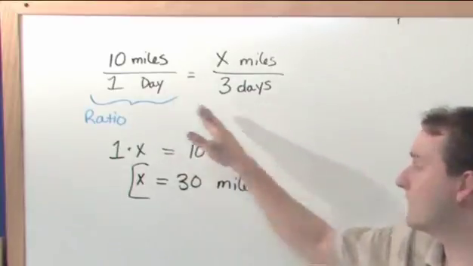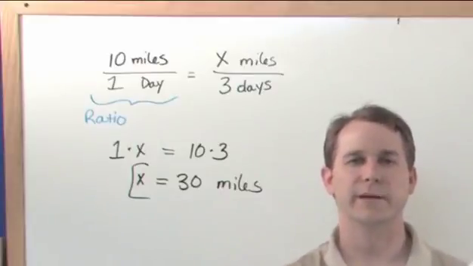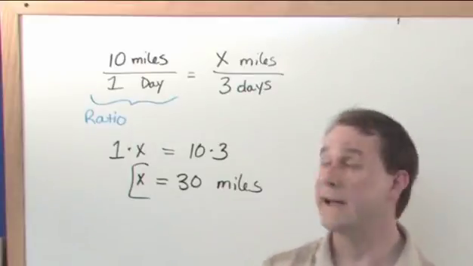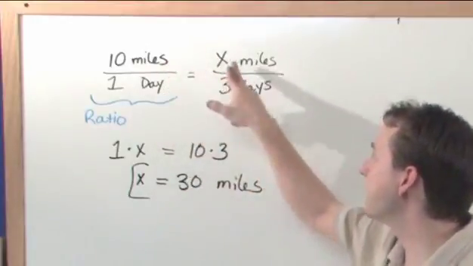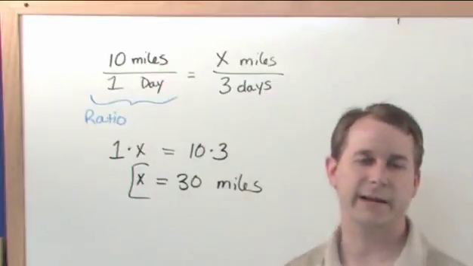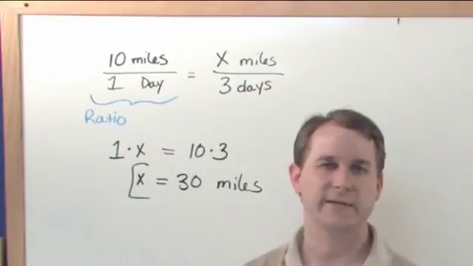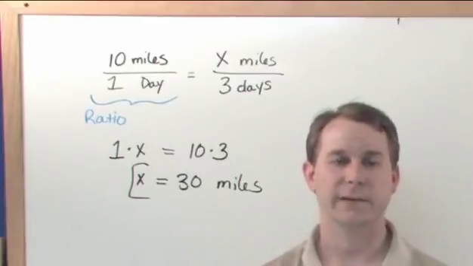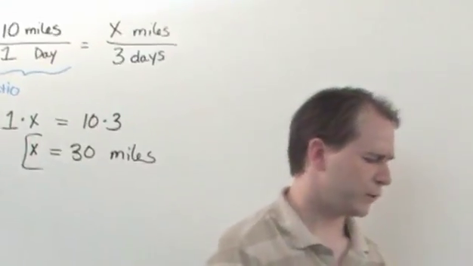The trick is to be able to set up your ratio. Usually these problems are going to tell you two things are related to each other, and you need to find another quantity. In this case, it's 10 miles in one day is X miles in 3 days. You set it up like this, do your cross multiplying, and use X because you don't know what it is, and you solve for it. In this case, it's 30 miles. That's really about as complicated as it gets. All of the problems are going to look like this, and in all the cases you'll be solving for X.